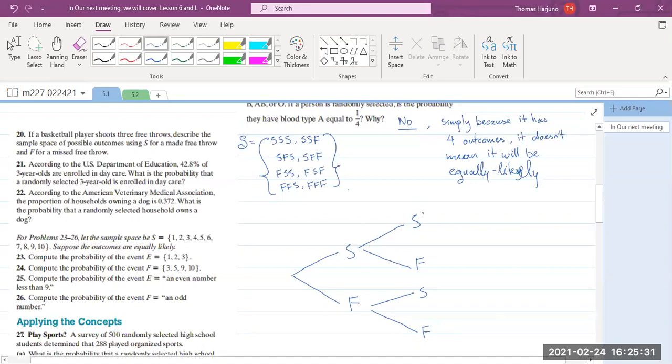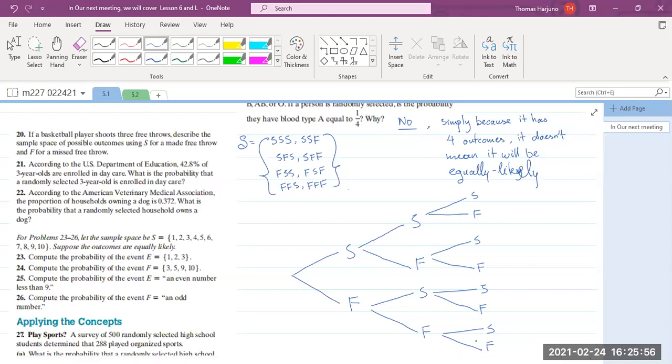Now, when you throw it again, for each possible pair you had earlier, either you make it or you don't make it. That's the tree. That's for number 20. This is another loop for number 20.